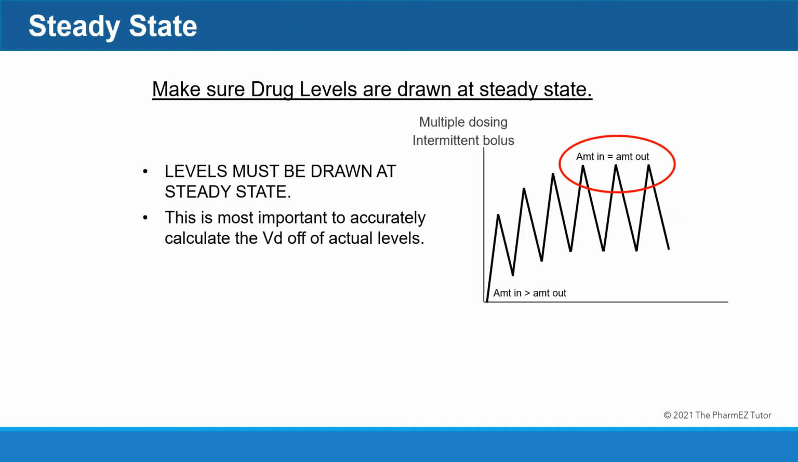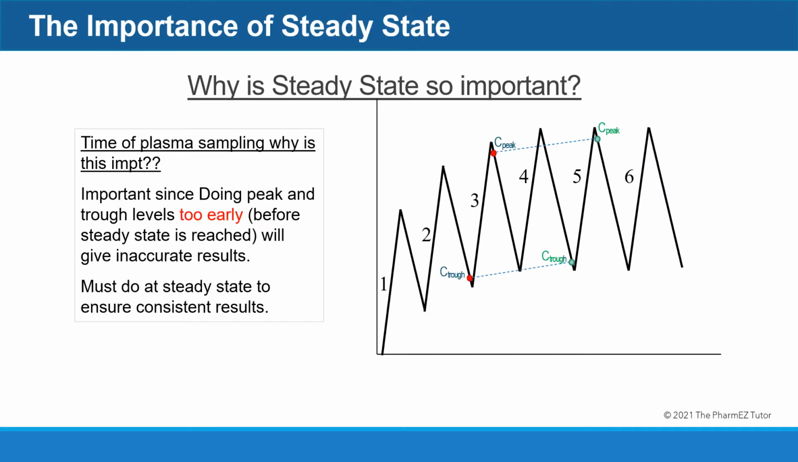Make sure drug levels are drawn at steady state. This is most important to accurately calculate the VD off of actual levels. And why is steady state so important? Because if we draw the levels too early, it's going to give us inaccurate results.